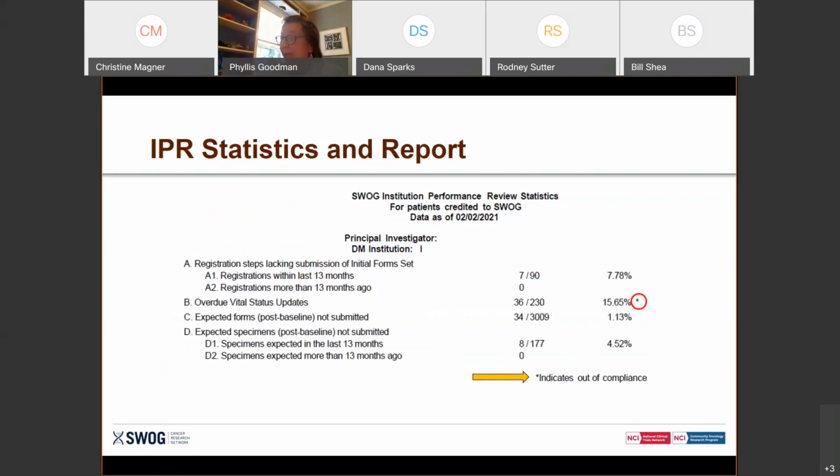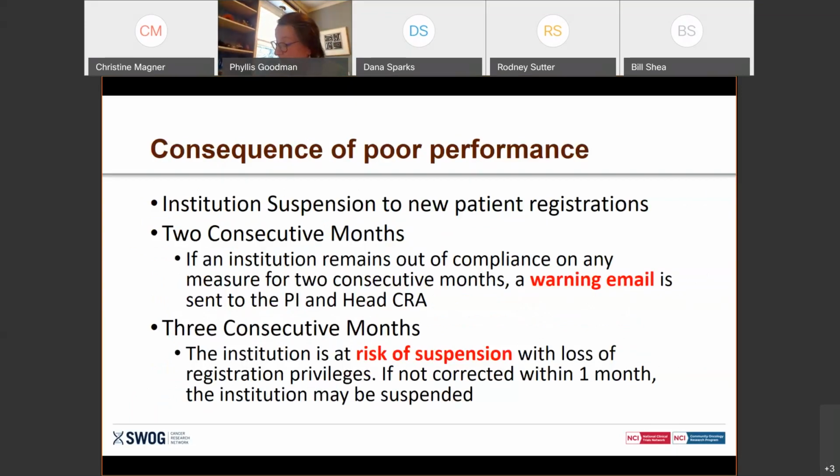Next slide, please. The consequences of repeated delinquency can result in a suspension of an institution to new registrations. If you're out of compliance in one category or more for 1 month, nothing happens. If it's 2 consecutive months, a warning email is sent to the PI and head CRA. The email identifies the category and specific missing items, and the PI and head CRA are asked to address the delinquency. If it goes on for another month, so that it's 3 consecutive months, the email becomes sterner. You're warned there's a risk of suspension to future registrations, and you're given another month to get your measures into compliance, and if not, you may be suspended.